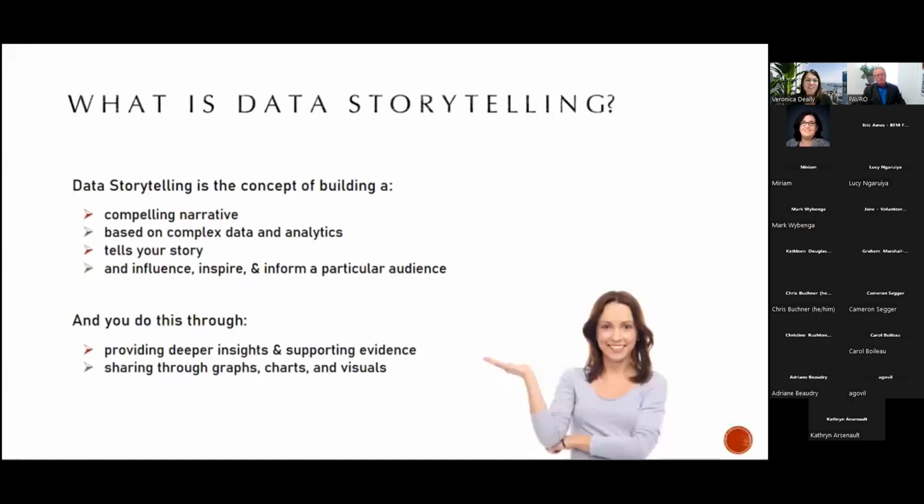So data storytelling is literally the concept of building a story. A story has a compelling narrative. It's based on complex data and analytics, at least the data part of it. It tells your story, and hopefully what you want to do with your story is influence, inspire, and inform a particular audience. The way that you do this is by providing insights into the evidence that you've collected, so the data and analytics, and you share this through graphs, charts, and visuals.